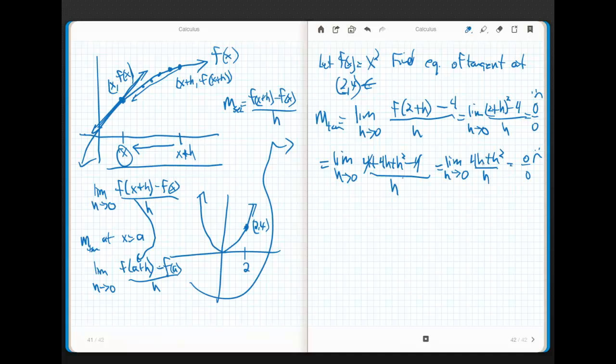Keep working. Do you see that you can pull that h out? I get the limit as h goes to 0 of h times 4 plus h, all over h. The h's cancel. This becomes the limit as h goes to 0 of 4 plus h, which is 4. Oh, look at that. Same thing as we got last time. Isn't that cool?